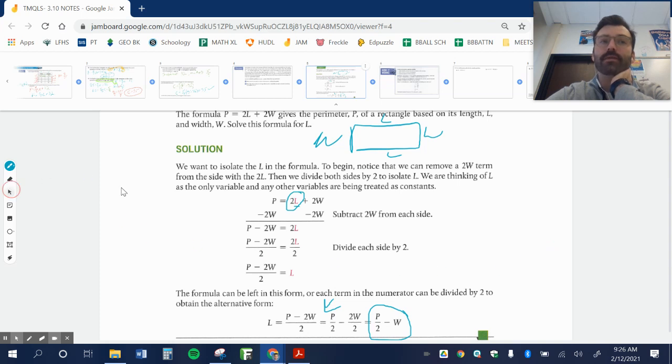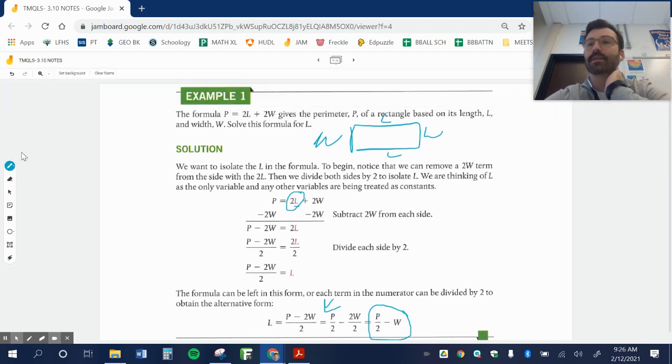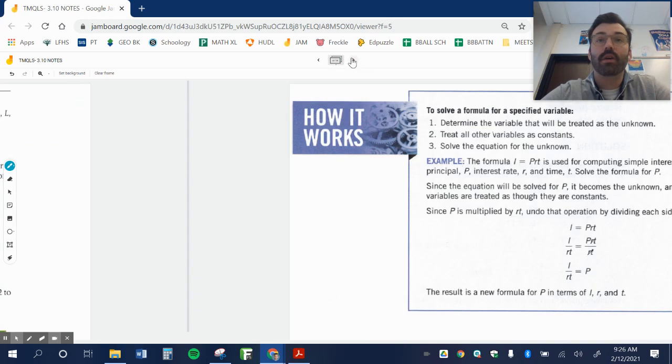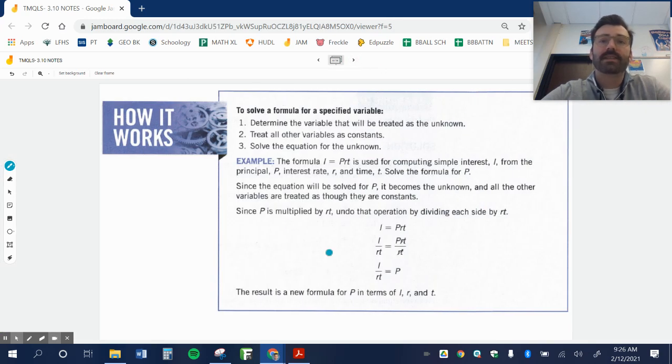Is it required that you split it like that? That's a good question. I would like to say that you should always write your terms in their simplest form. Always simplify. This is how it works. Determine the variable that needs to be solved for, the unknown. Treat your other variables as constants and solve the equation for the unknown.